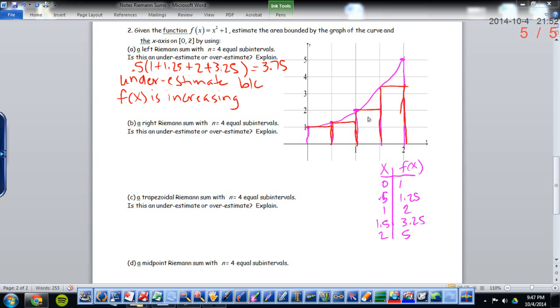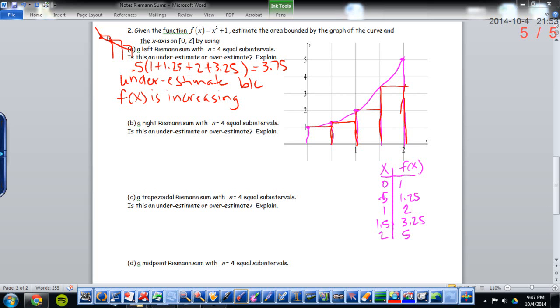And for any increasing function, if you use a left Riemann sum, it's always going to be an underestimate. But a left Riemann sum is not an underestimate for every single function. If you have a function that's decreasing, then if you draw rectangles using the left endpoints of your data points, then a left Riemann sum for a decreasing function is going to be an overestimate.